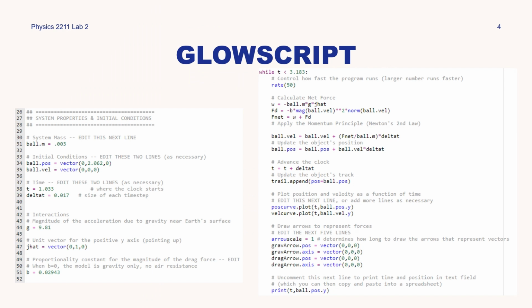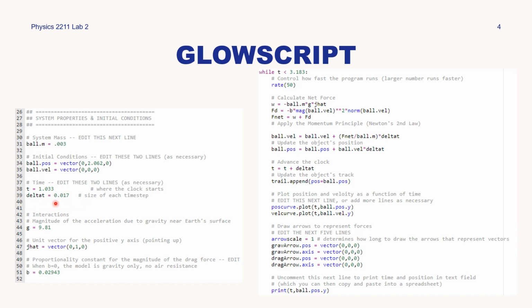Using some code in GlowScript, I was able to create a computational model for this piece of paper, not accounting for any drag force. My initial conditions include my piece of paper weighing about 3 grams, its initial height, which is about 2 meters tall, the gravitational constant of 9.81 meters per second squared, and a time of about 1 second from where I actually dropped the piece of paper in the video.